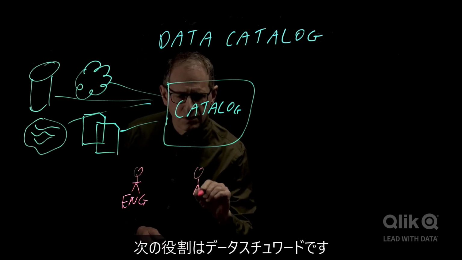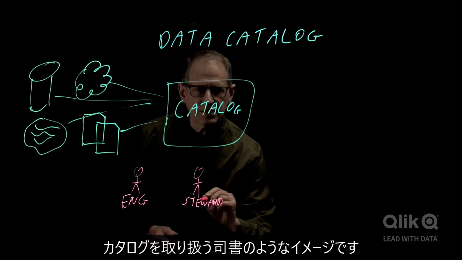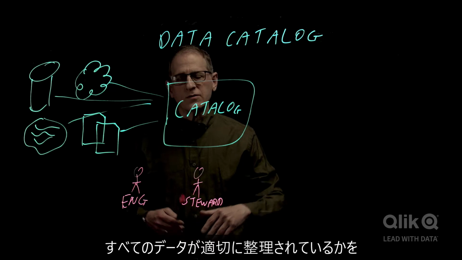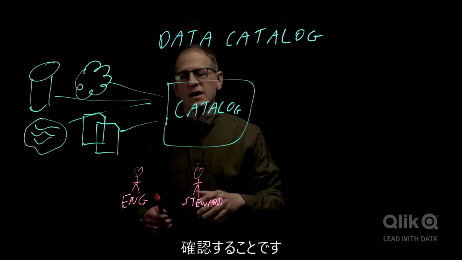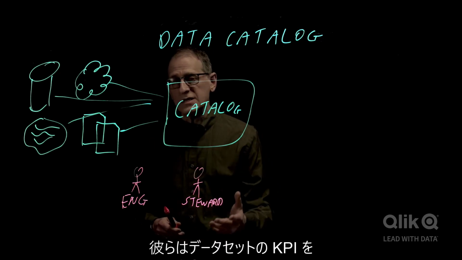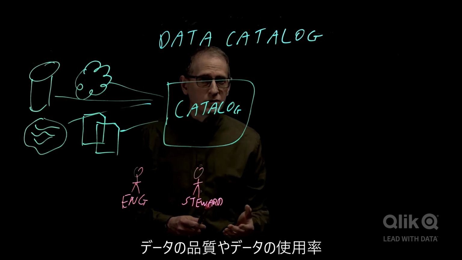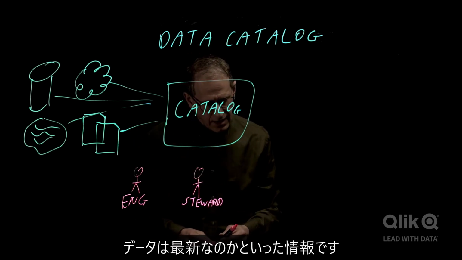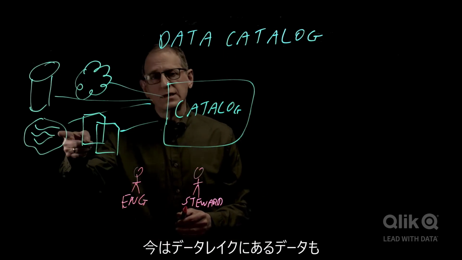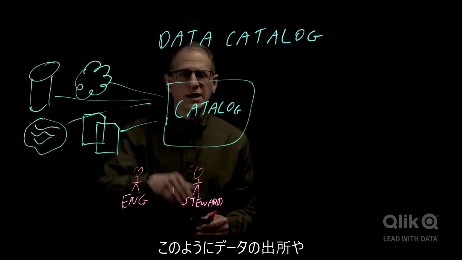The next role is what we call the data steward. Think of this as the librarian for a catalog. They're responsible for making sure everything is correctly organized, maybe identified through various tags. They want to know some KPIs on the data set. For example, what's the quality of the data? How much is it being used? Is it up to date? Things like that. And they want to understand where the data came from. Perhaps before going into this data lake, it came from somewhere before that. So they want to know the whole lineage of where that data came from.